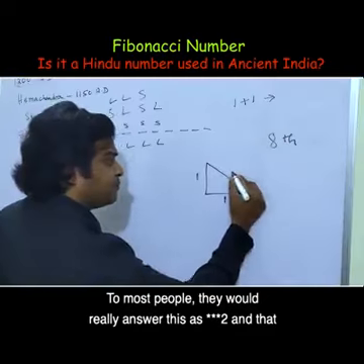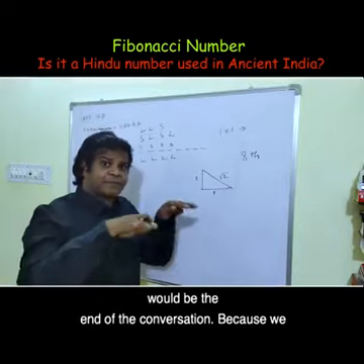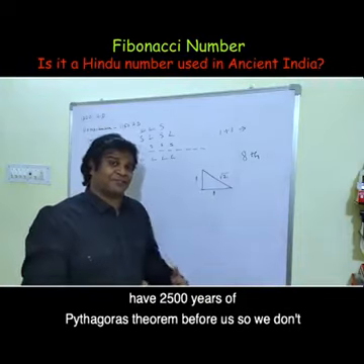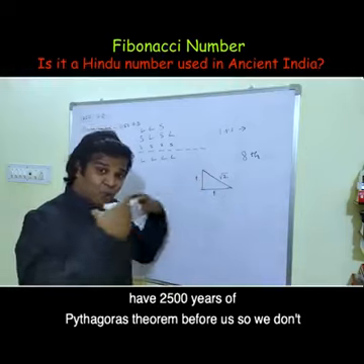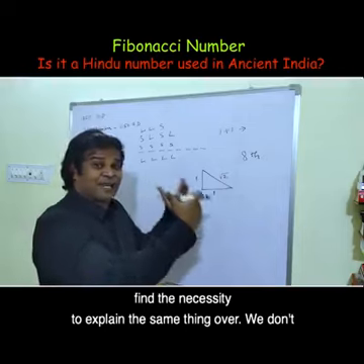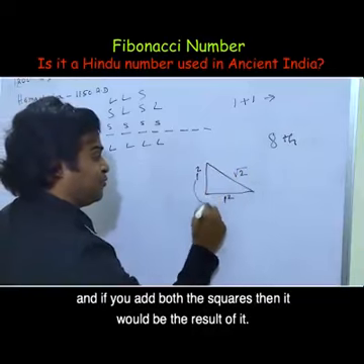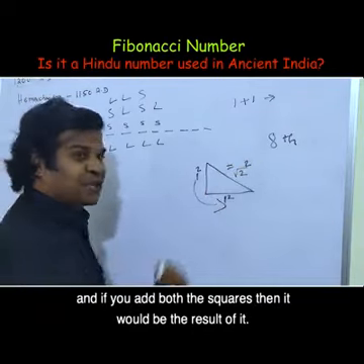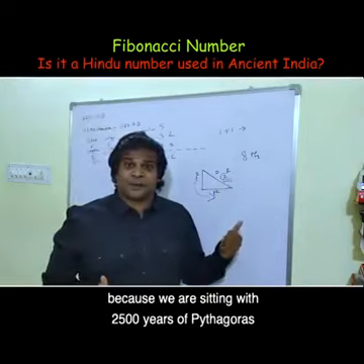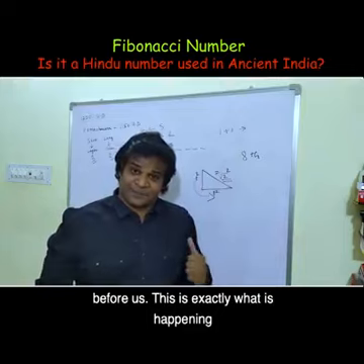To most people, they would really answer this as root 2. And that would be the end of the conversation, because we have 2,500 years of Pythagoras theory before us. So we don't find the necessity to explain the same thing over. We don't really say this is 1 square and this is 1 square, and if you add both the squares, then it would be the result of it. We don't really explain it. We just give out the answer because we are sitting with 2,500 years of Pythagoras before us.